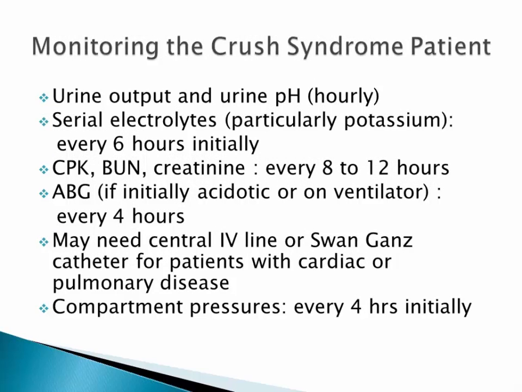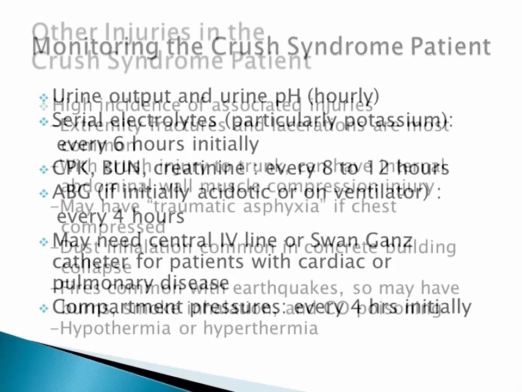Now, monitoring the crush syndrome patient, you have to do urine output and urine pH hourly. It's recommended that serial electrolytes be done about every 6 hours, and CPK, BUN, creatinine about every 8 to 12 hours. Obviously, ABGs if the patient stays acidotic or is on the ventilator. Patients may need central lines for all the IVs and potentially could need a Swan-Ganz placed if the patient has cardiac or pulmonary disease. And it's recommended that compartment pressures be performed about every 4 hours.